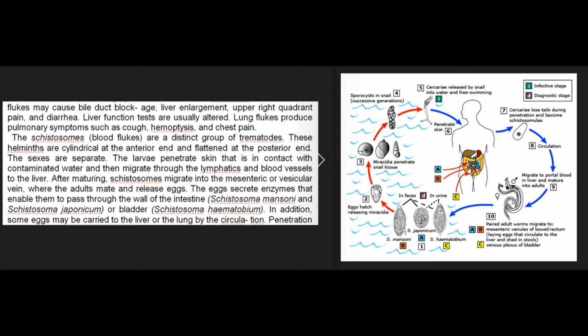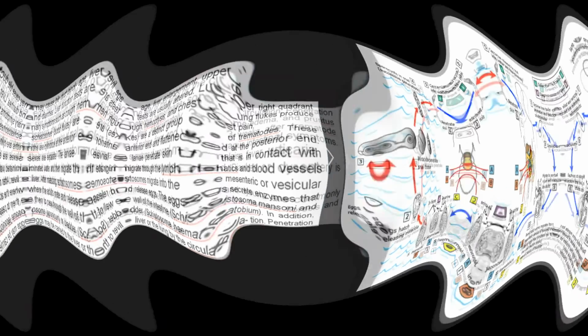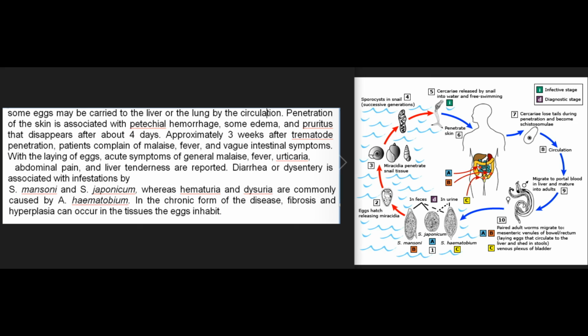The eggs secrete enzymes that enable them to pass through the wall of the intestine (Schistosoma mansoni and Schistosoma japonicum) or bladder (Schistosoma haematobium). In addition, some eggs may be carried to the liver or the lung by the circulation. Penetration of the skin is associated with petechial hemorrhage, some edema, and pruritus that disappears after about 4 days.